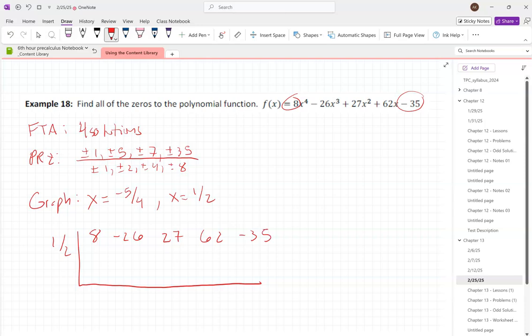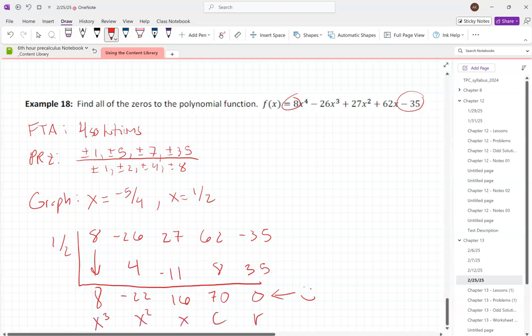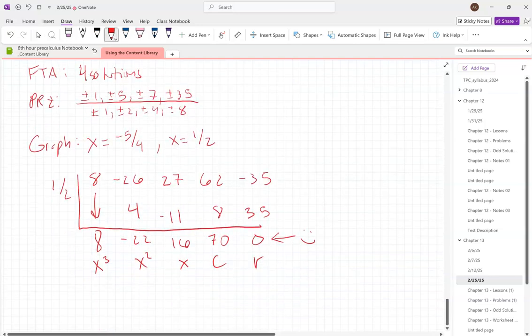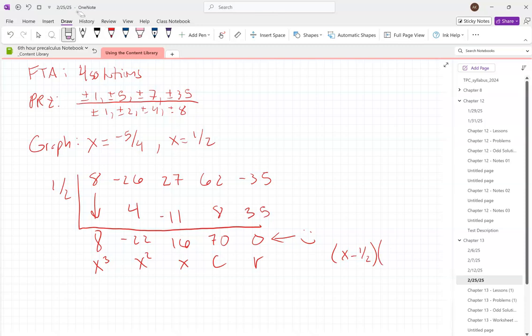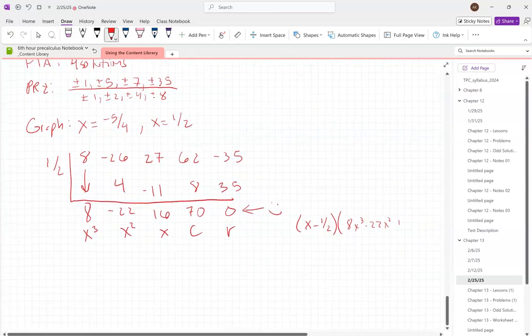So I'll go ahead and set up my synthetic division. So 1/2 of 8 is 4. 1/2 of -22 is -11. 1/2 of 16 is 8. 1/2 of 70 is 35. Hey, there's my remainder 0, just like I wanted. So we have x minus 1/2 times 8x cubed minus 22x squared plus 16x plus 70.